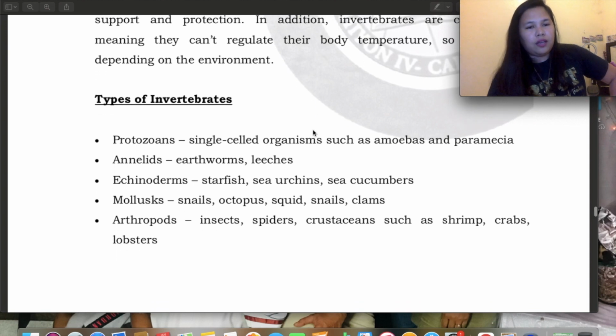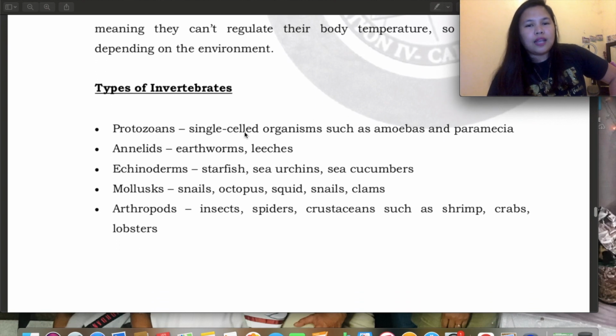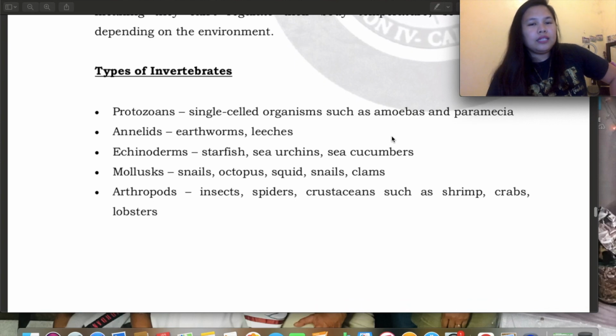Okay? Protozoans, single-celled organisms such as amoebas and paramecia. Amoebas, hindi natin makikita through our naked eye. So, we need the microscope. Amoebas is siya din yung kapag nainom natin yan, sasakit yung tiyan. Kapag mga contaminated na liquid, food, and everything, sasakit ang tiyan natin yan. Kasi hindi siya nakakabuti.